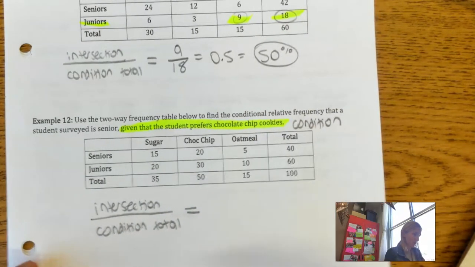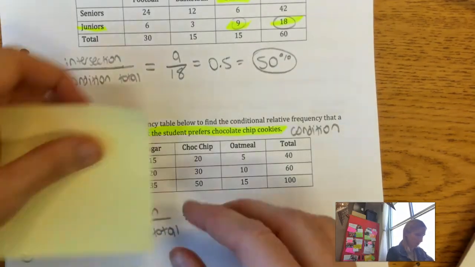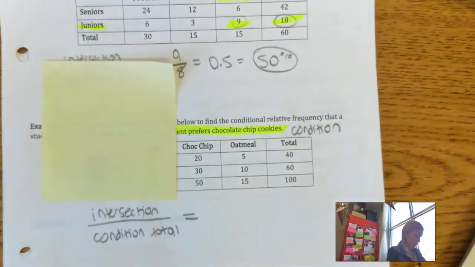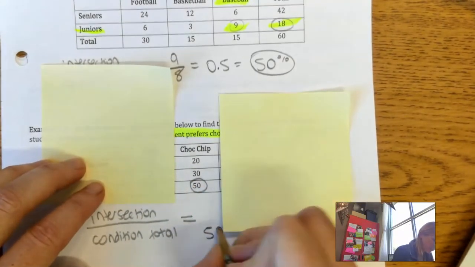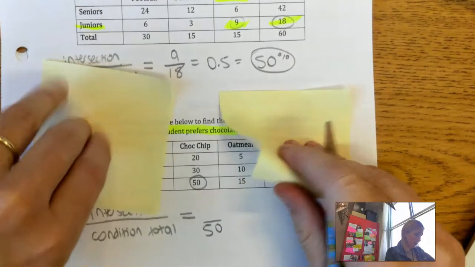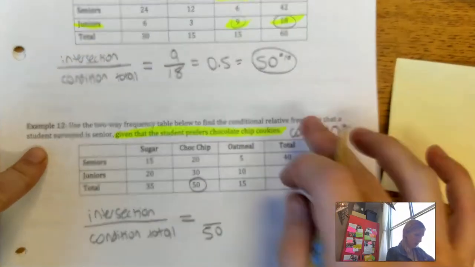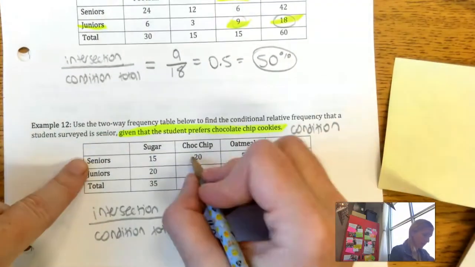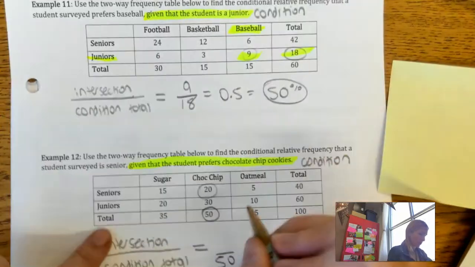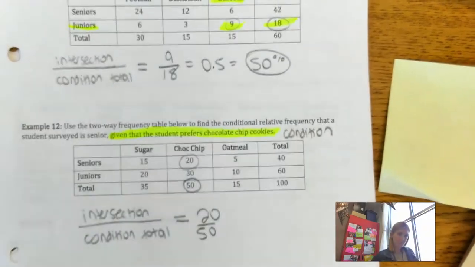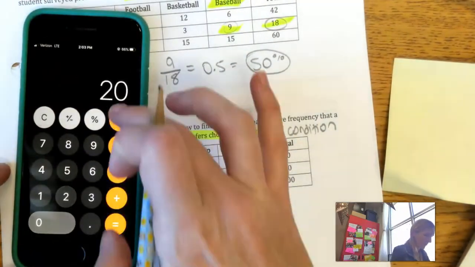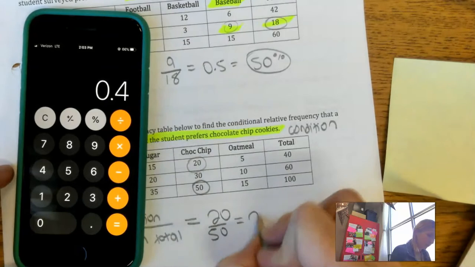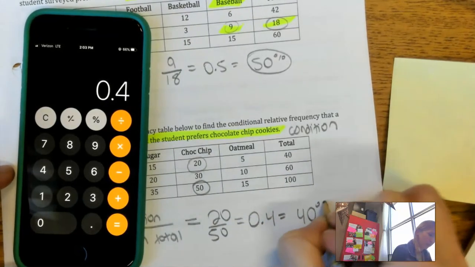My condition is chocolate chip cookies, so that's the only thing I'm going to look at. My total for chocolate chip cookies is 50, so that's going to go on the bottom. And then we're talking about seniors. My number with seniors and chocolate chip, my intersection, is 20. So 20 divided by 50 gives you 0.4, which is 40%. That is it.